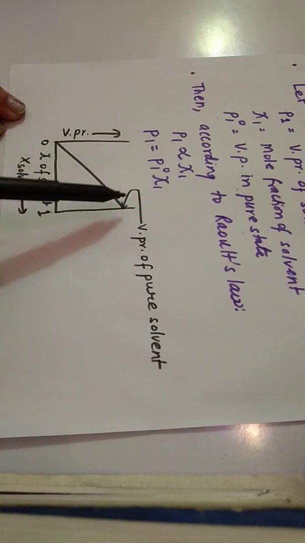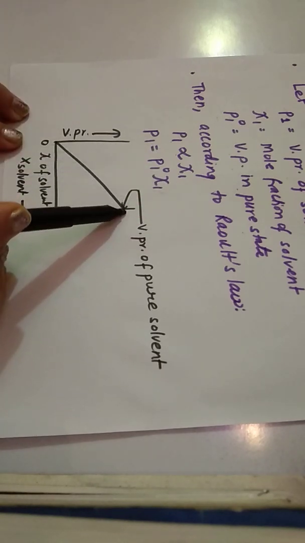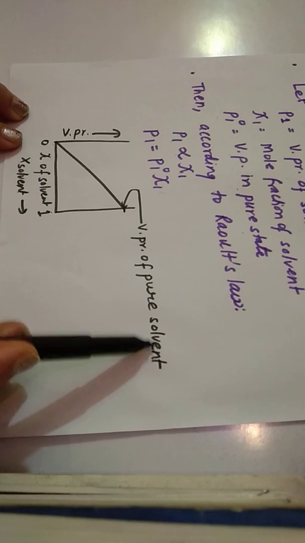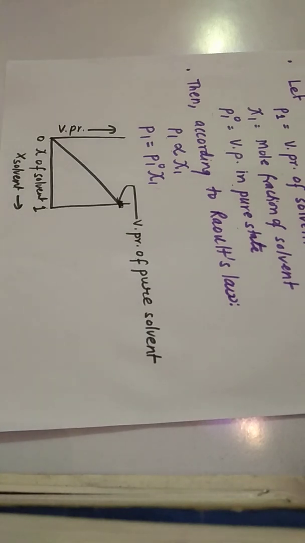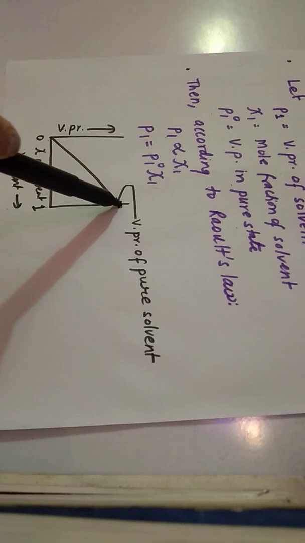Vapor pressure is directly proportional to mole fraction, and this point will be the vapor pressure of pure solvent. Okay, so this point of meeting will be the vapor pressure of pure solvent. So vapor pressure on the y-axis, mole fraction on the x-axis. You will get a straight line, and at the point of meeting here, it is the vapor pressure of pure solvent.